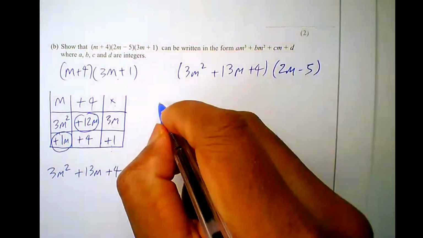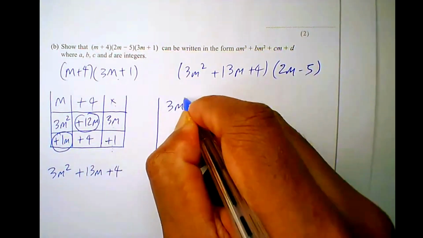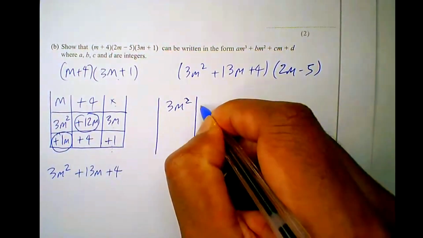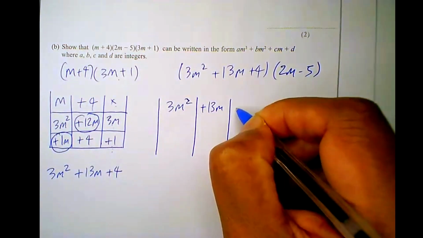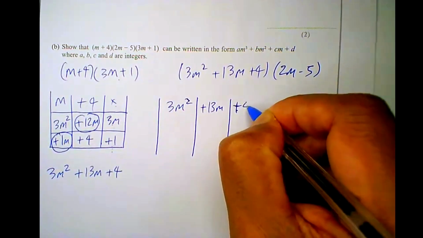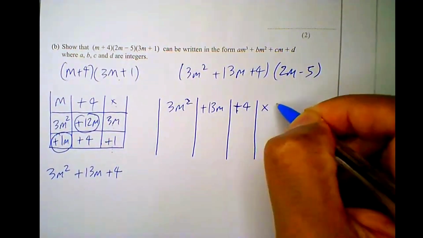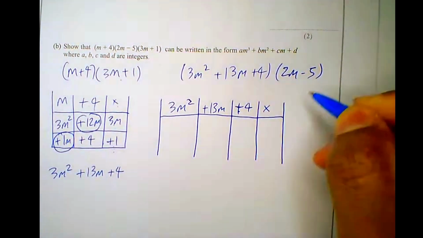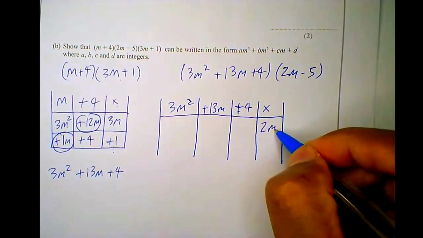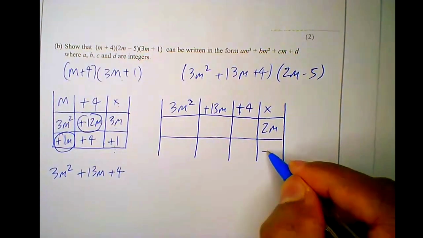Draw my grid now. 3m squared plus 13m plus 4 times 2m take away 5.